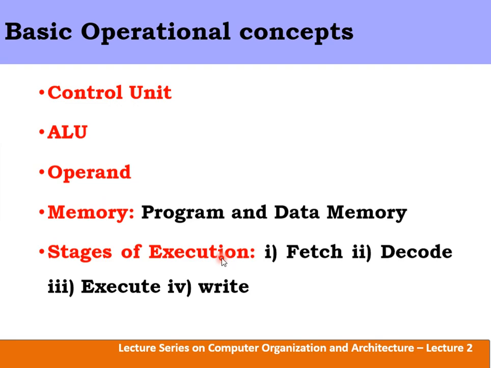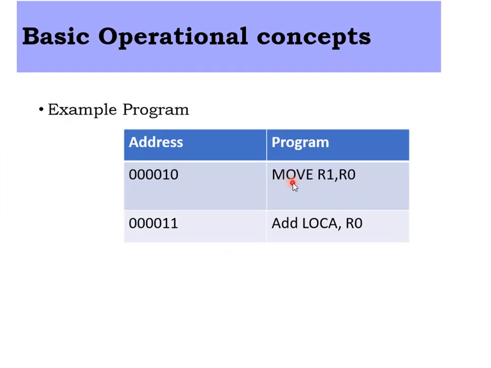So here, if you go with this particular program, I have written one instruction here, MOVE R1 comma R0. Here R1 and R0 are the operands, whereas MOVE is an opcode. Coming to the next instruction, ADD LOCA comma R0, where LOCA is the name of a memory location. So here this part we call the operands. Operands are nothing but data. That data might be available in any of the registers. So here R0, R1, again here I have used R0. These are the general purpose registers.